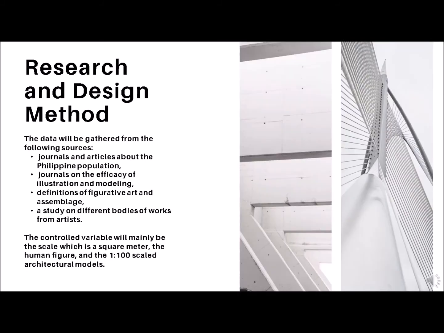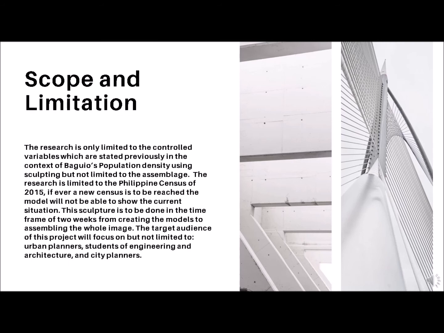Research Design Method. The data will be gathered from the following sources: journals and articles about the Philippine population, journals on the efficacy of illustration and modeling, definition of figurative art and assemblage, a study on the different bodies of works from artists. The controlled variable will mainly be the scale, which is a square meter, the human figure, and the 6,000 by 100 scaled architectural models.